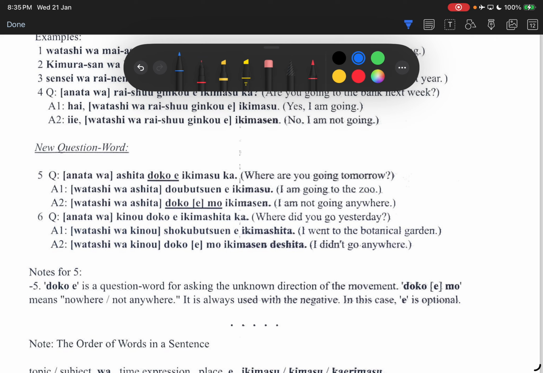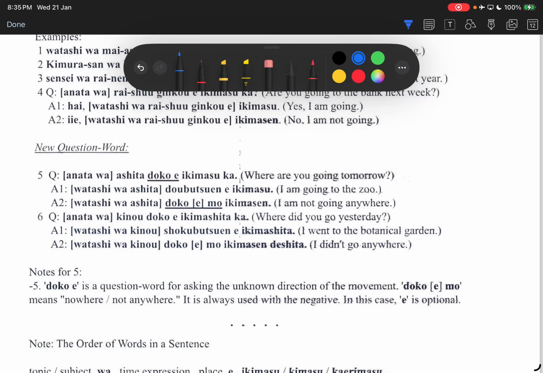Number 6. 昨日どこへ行きましたか? So, where did you go? A1, 植物園へ行きました. I went to the Botanic Gardens. Then A2, どこも行きませんでした. Where also never go. I didn't go anywhere.